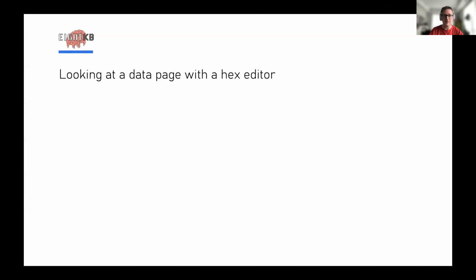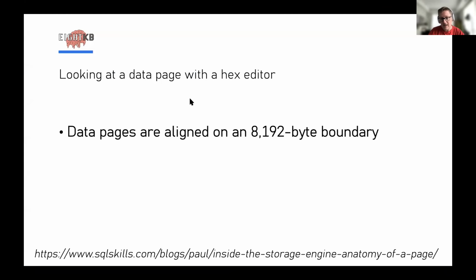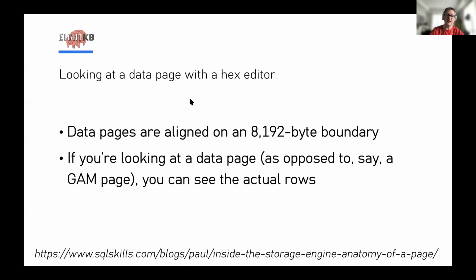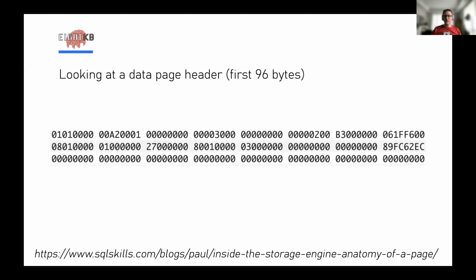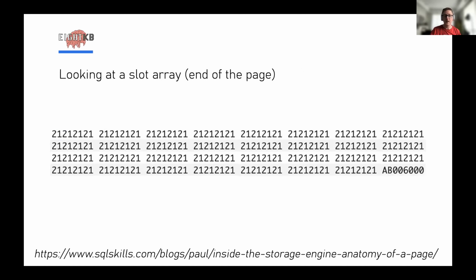Looking at a data page with a hex editor, which we've just started doing. Data pages are aligned on an 8192 byte boundary. If you're looking at the data page, you can see the actual rows, which I've just demonstrated to you. So how do you know if it's a data page? The page type is in the page header. Cool. This is exactly the same thing I've just shown you. There's the page header, the first 96 bytes. Yep, that's a data page. That's all I care about for now.